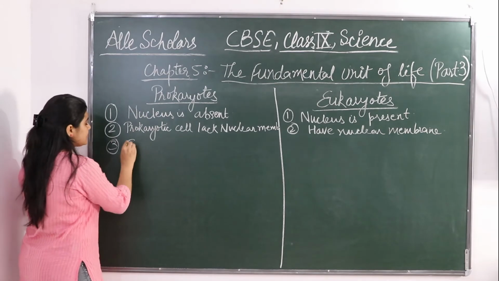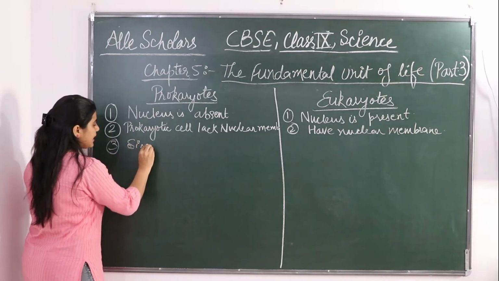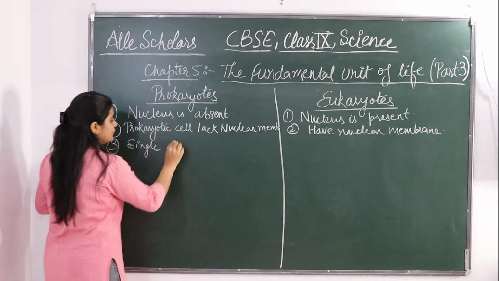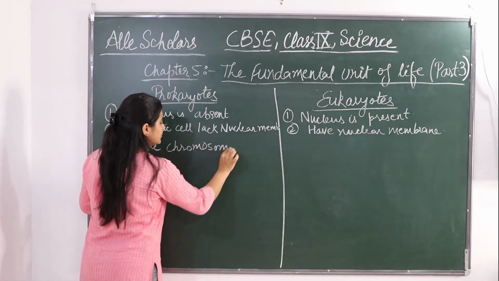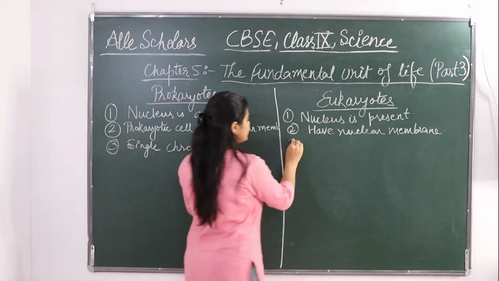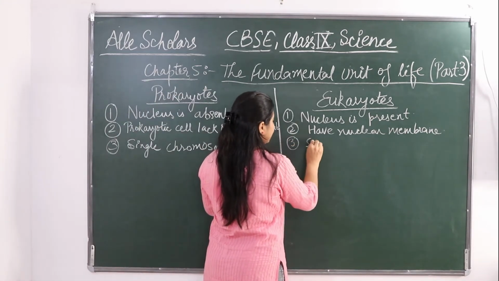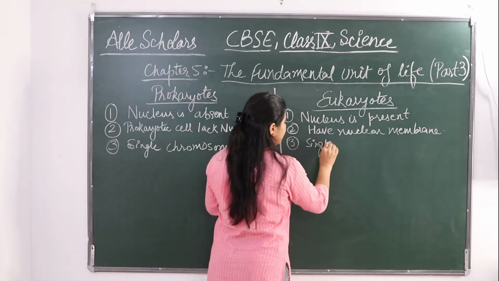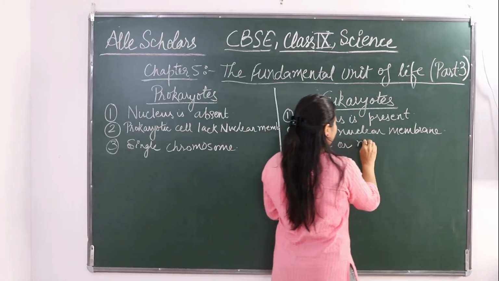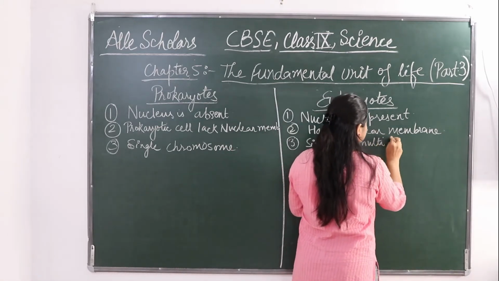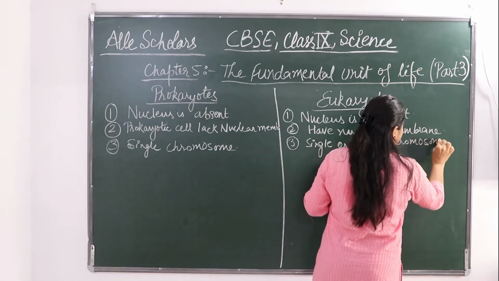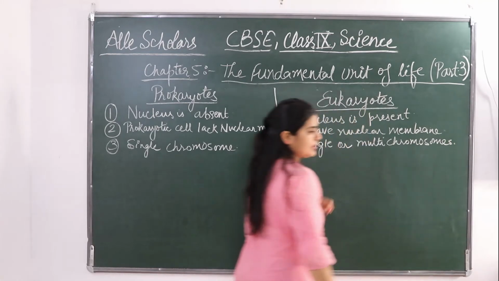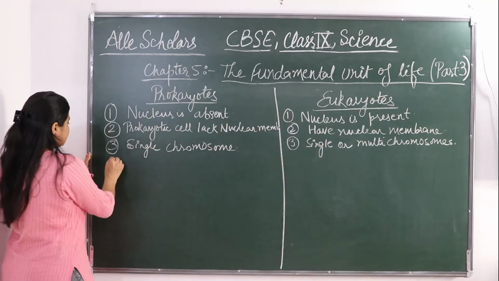Prokaryotes have a single chromosome. Which type of chromosome do they have? They have only a single chromosome. Whereas in the case of eukaryotes, some have a single chromosome, or some may have multiple chromosomes. Multi-chromosomes.